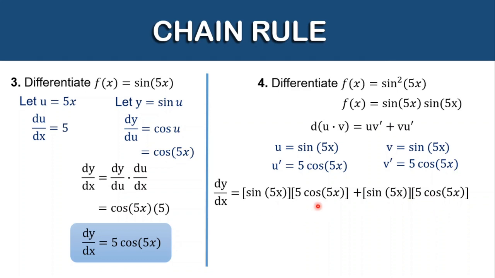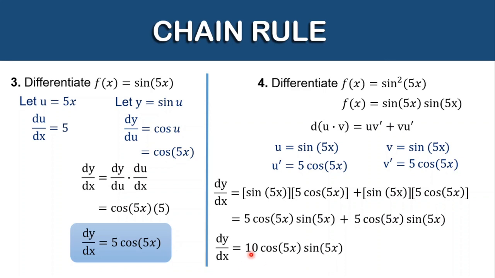So first term, we can multiply this. So if we're going to multiply, the answer is 5 cosine 5x sine 5x. And for our second term, pag ni-multiply din natin, same yung makukuha natin na answer kagaya sa first term. 5 cosine 5x sine 5x. And since they have the same cosine 5x, sine 5x, they are common terms, we can combine them. So combine natin yung numerical coefficients nila, which is 5 and 5. So 5 plus 5 is 10. So the answer is 10 cosine 5x sine 5x.